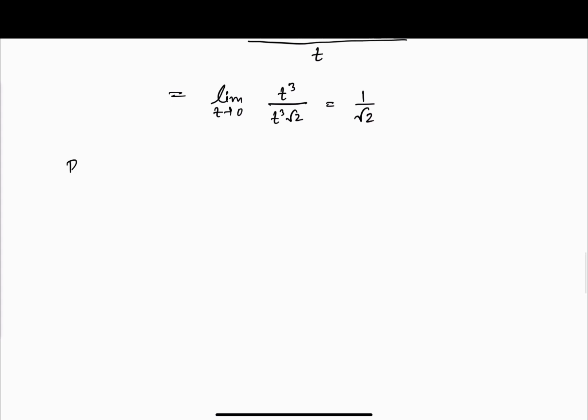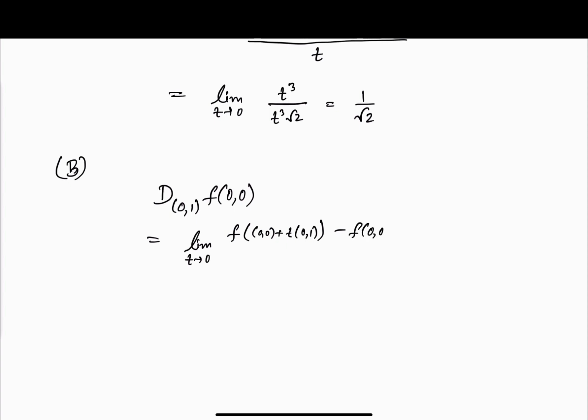Or B, what we have to find? Directional derivative in the direction 0, 1, right? So D of (0, 1) f at the point (0, 0). By definition, this is the limit as t tends to 0 of f of ((0, 0) plus t(0, 1)) minus f of (0, 0), divided by t, right?